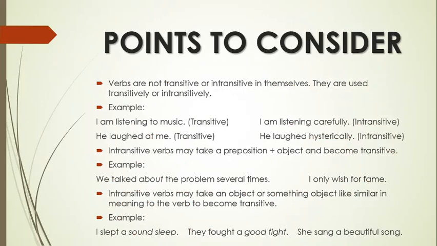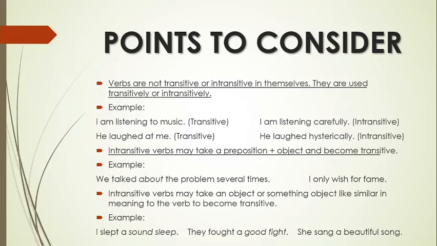Now, let's talk about some final points to remember. Verbs are not transitive or intransitive in themselves. They are used transitively or intransitively. For example, I am listening to music. Here, listening what? Music, transitive. But I am listening carefully. How am I listening? Listening here is used intransitively. Similarly, he laughed at me. Laughed at has the object me, therefore it is transitive. But he laughed hysterically. Here we have no object and therefore the verb is intransitive.